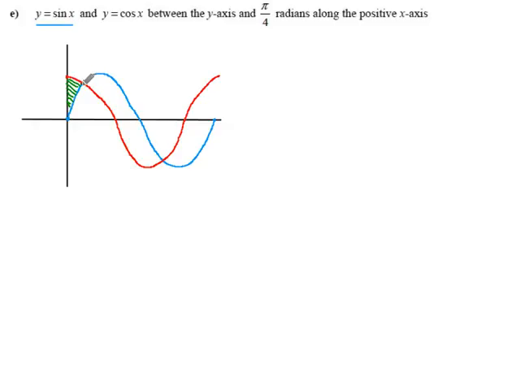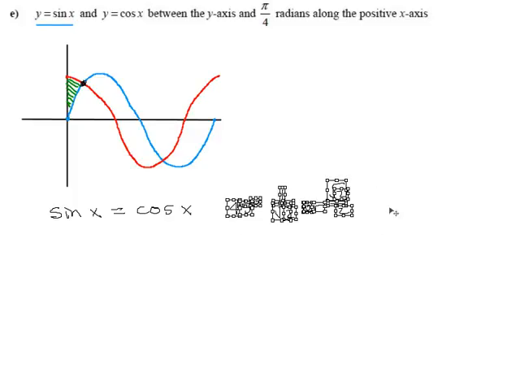So the question here is, where do these lines cross? Probably at pi by 4, but let's make sure. We're asking when is sine x equal to cosine x? Now, if you've got a decent memory for the trig functions, you might remember that the one place where sine and cosine have the same value is at 45 degrees, where they're both 1 over root 2, or root 2 over 2 if you prefer. So if you've got that in your head, then you already know the solution is 45 degrees or pi by 4 radians.